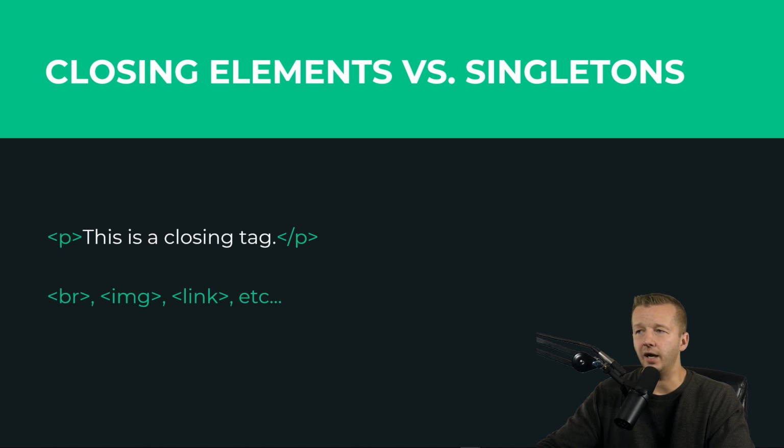Next up, these are what are called singletons. And I really didn't know the terminology of these until recently. But you notice that, like for BR, that's for putting a new line break in your HTML document between text. That does not have a closing tag, as you could see. It's self-contained, or it's self-closing, as it's sometimes referred to. And there are other ones as well.